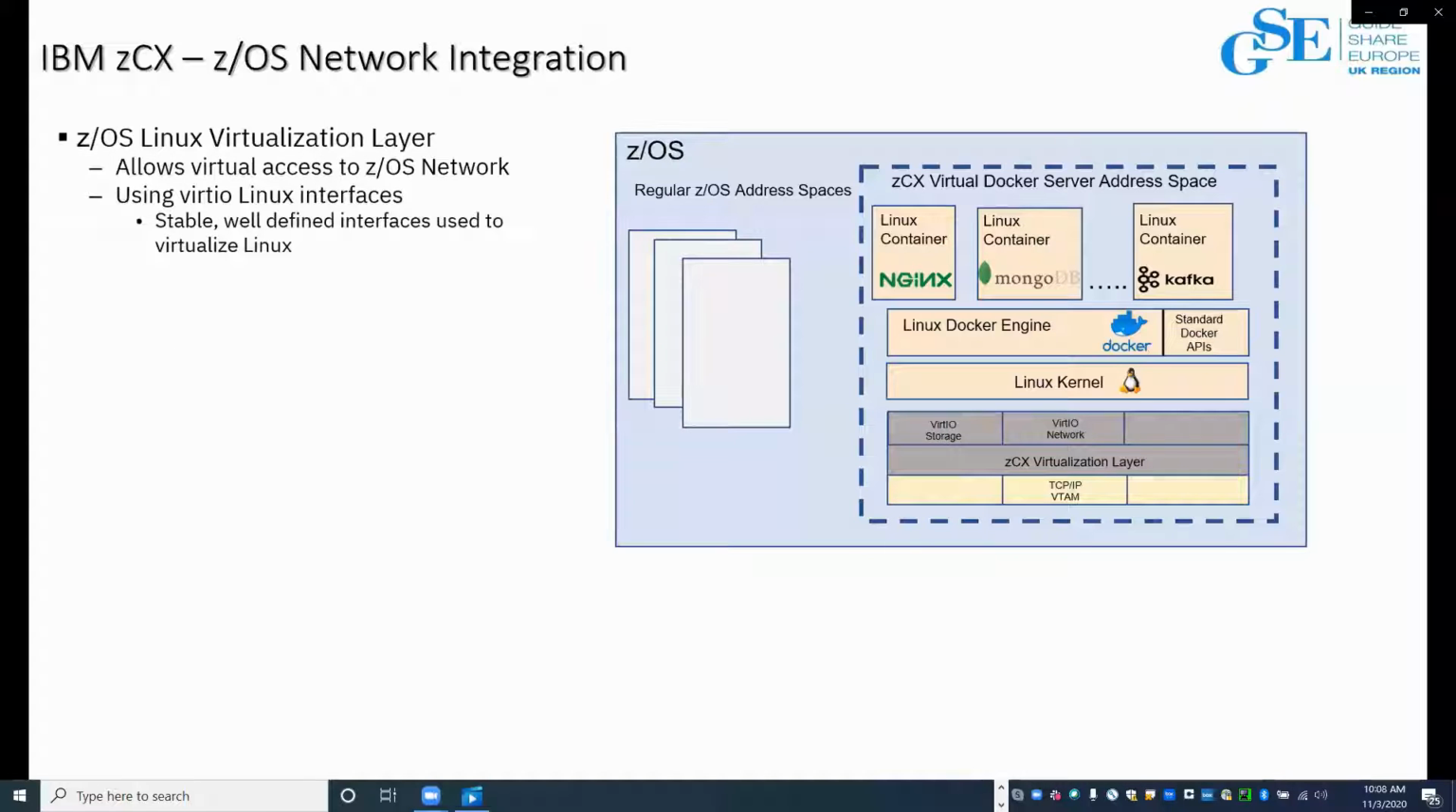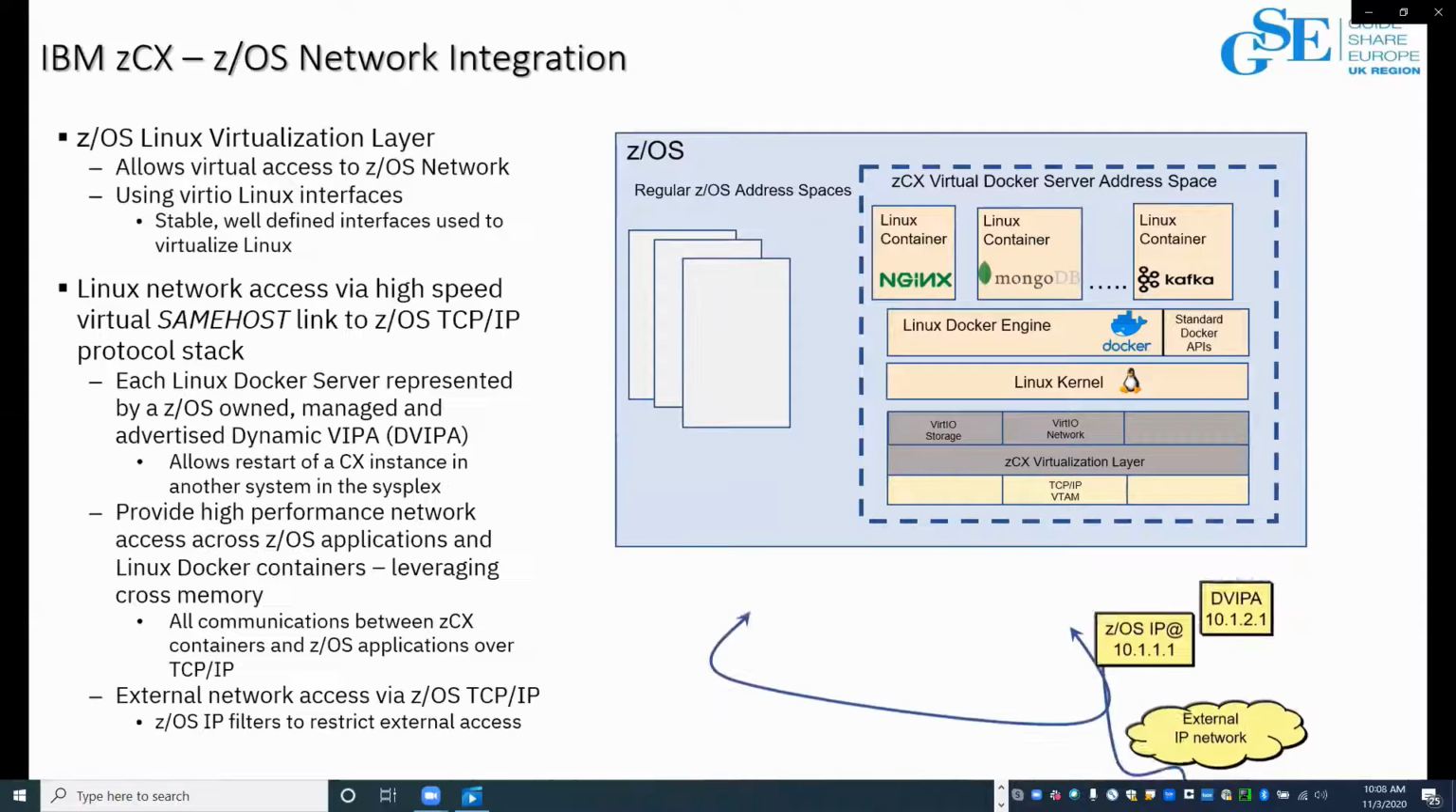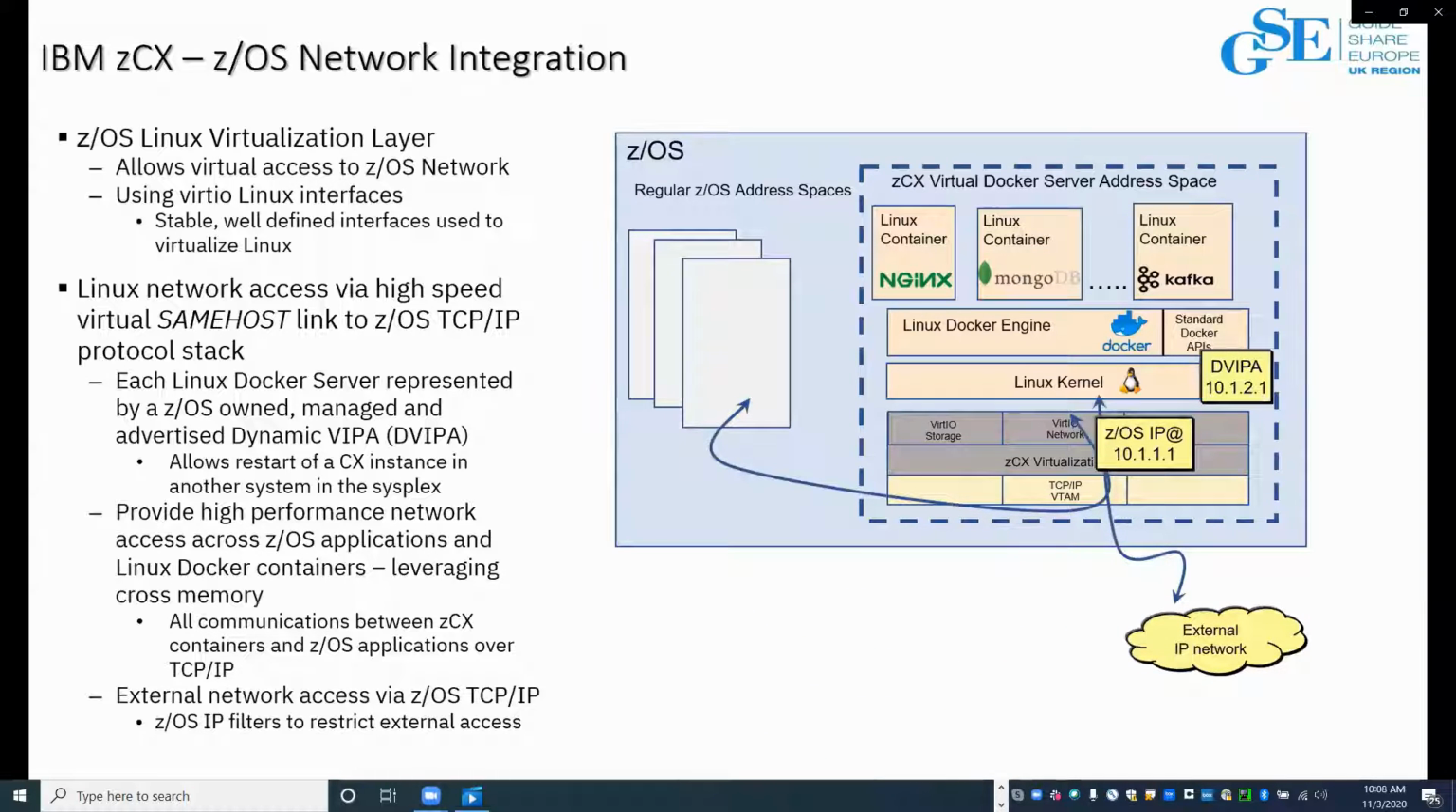Next, we'll look at how zCX utilizes a z/OS TCP/IP networking stack. Because zCX takes advantage of the VirtIO Linux interfaces, the Linux network can be virtualized such that it can access the existing network interfaces managed and provided by z/OS. Each provisioned zCX address space is assigned its own dynamic VIPA that is managed and advertised by z/OS's TCP/IP stack. Access to any Docker container running within a zCX instance is done using this dynamic VIPA. Because zCX uses a dynamic VIPA, if the z/OS system fails, the zCX instance can be restarted on any other z/OS system in the sysplex, providing a highly available container environment.